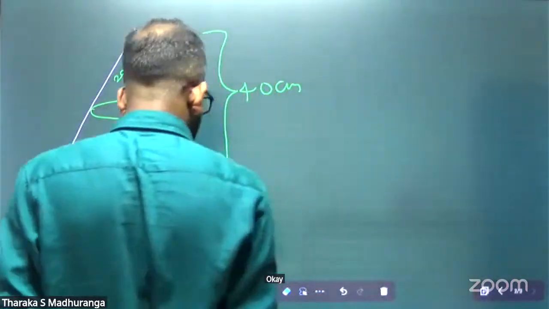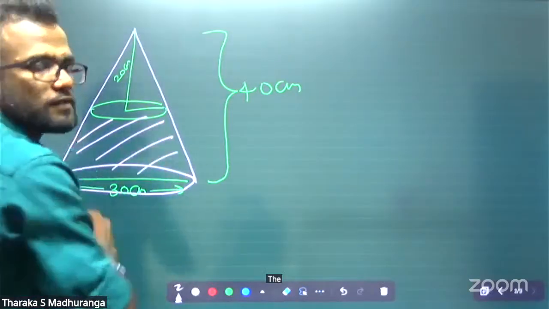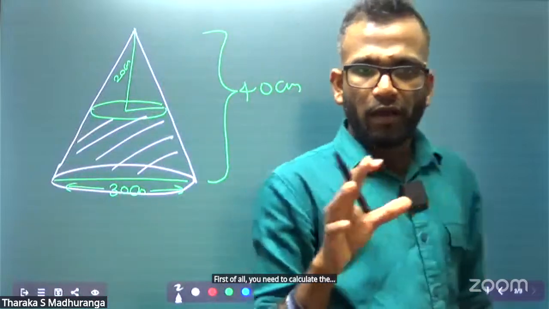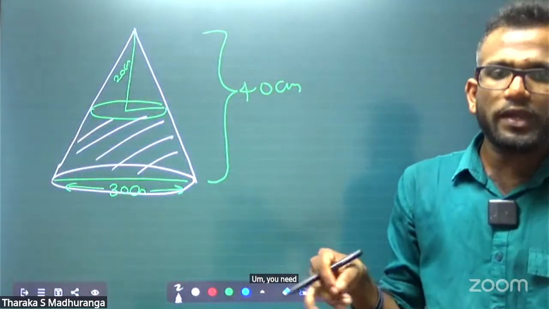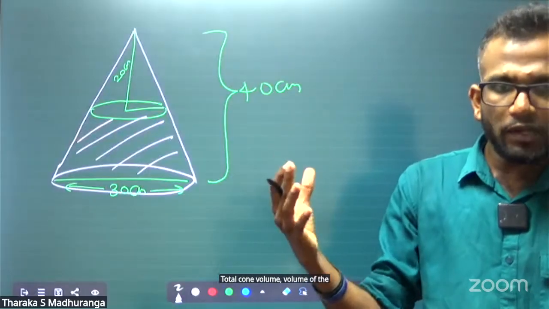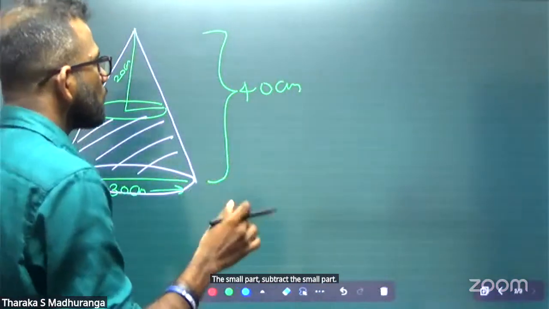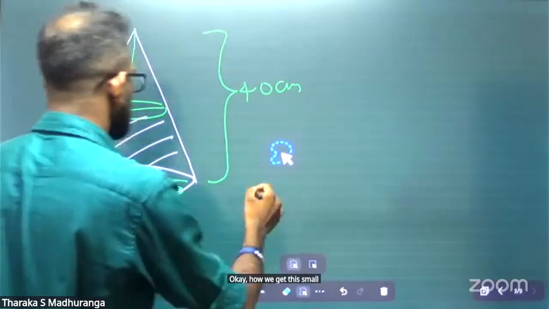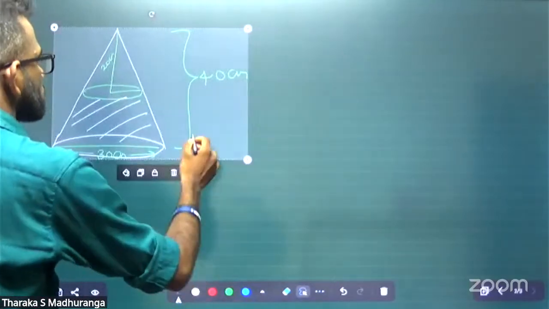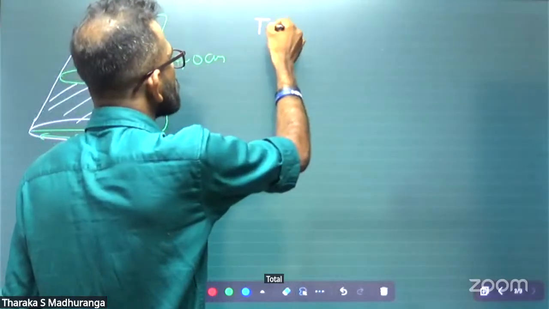Okay, the remaining part volume means this base part volume. The base part volume is asked. What is the method? First of all, you need to calculate the volume of the total cone and subtract the small part. How do we get the volume of the total cone?